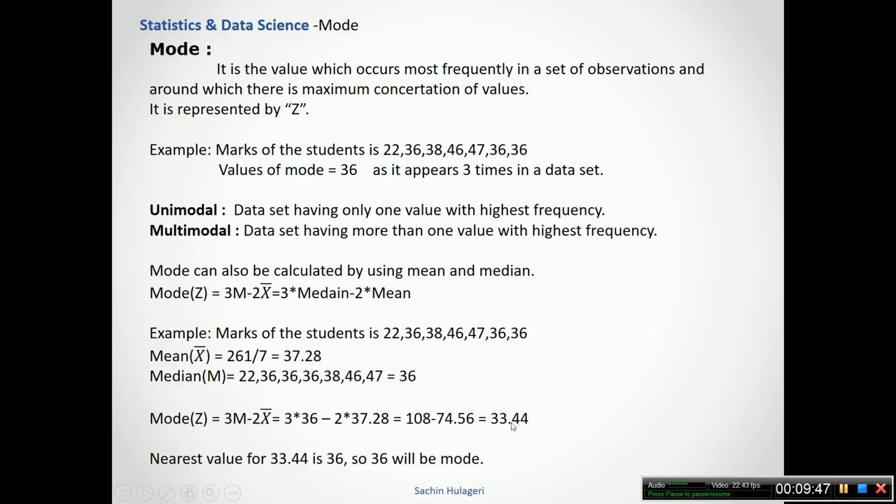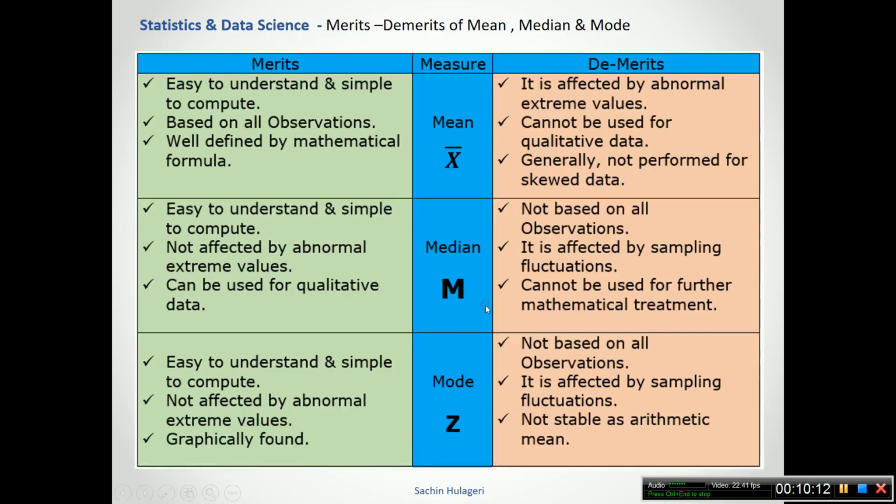So you may be confused here. You may be thinking, why is this 33.4, how can we represent a mode? Here we need to consider the nearest value to 33.4 in the data, that is 36. This will be treated as the nearest value, and this will be the mode value. Let's see the next example.